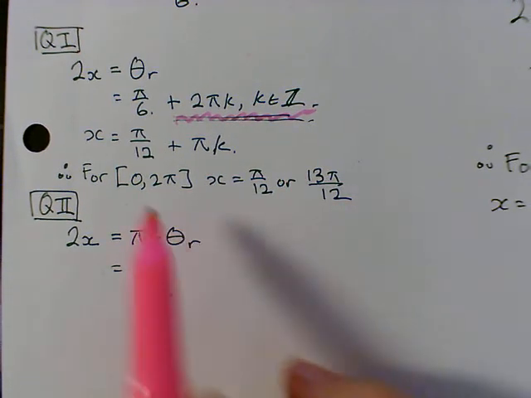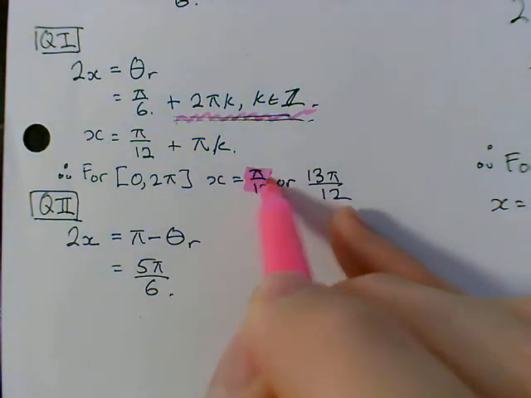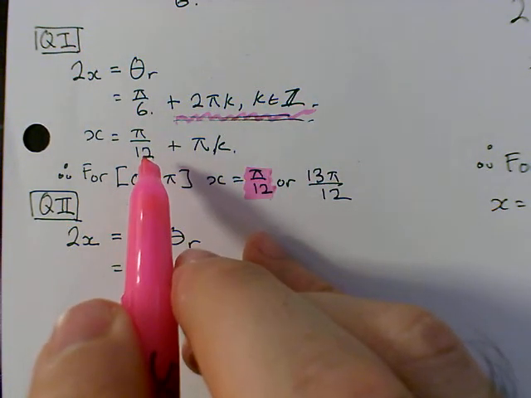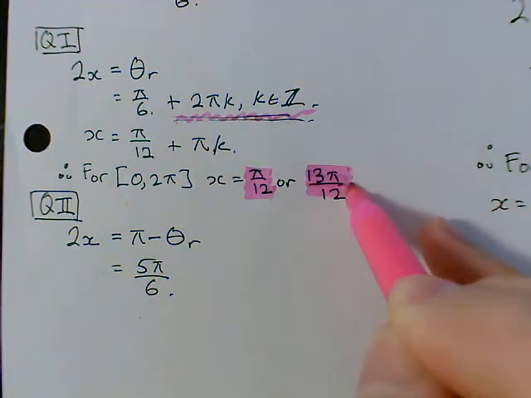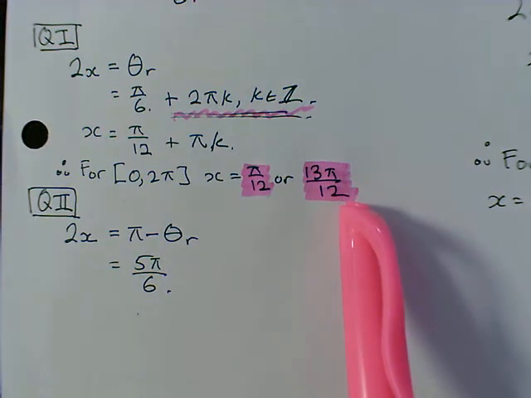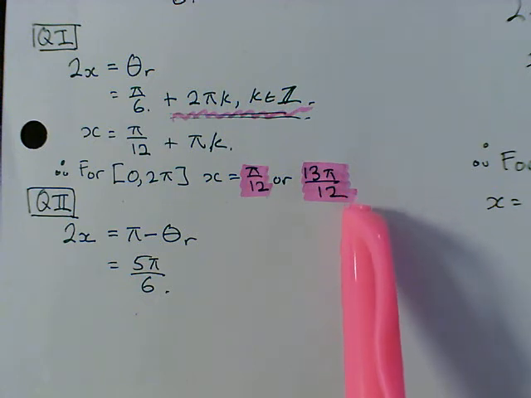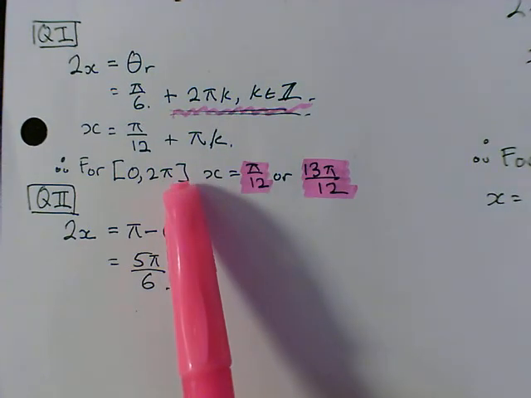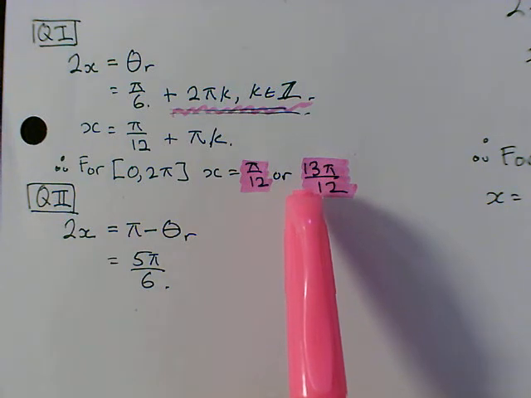If I am talking about an interval of 0 to 2 pi, x could be the answer that I just wrote, pi over 12, or add another pi to it, it could be this angle as well. If I added another one, in other words, if it became 25 pi over 12, that goes beyond 2 pi, so that doesn't count. Right.